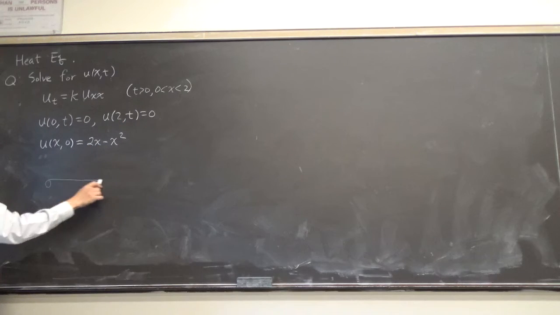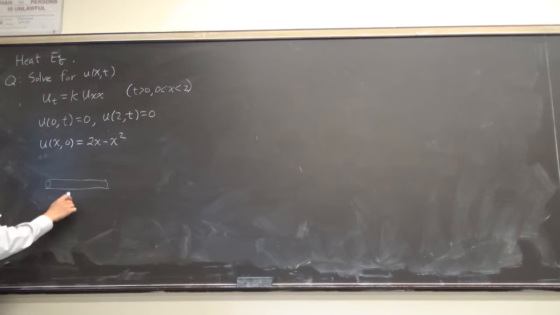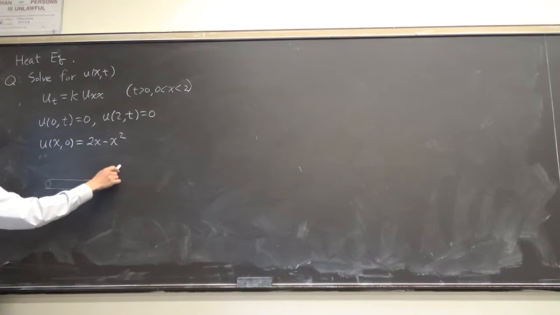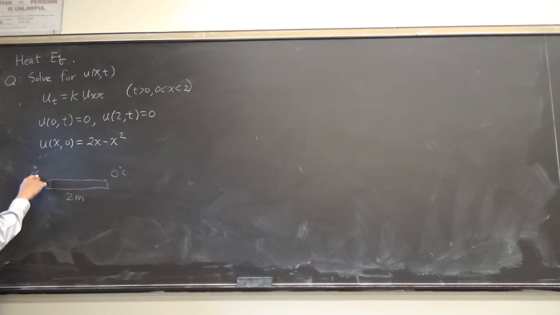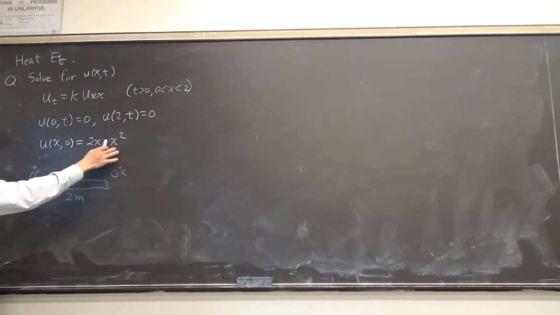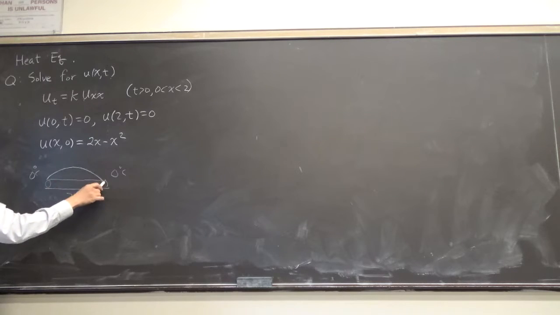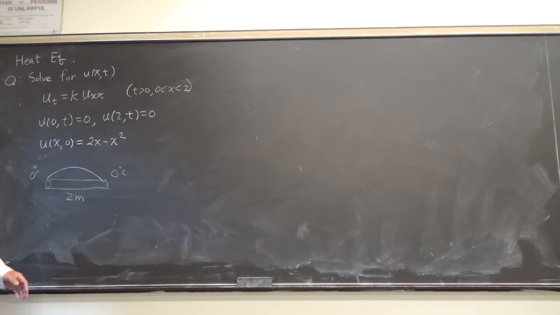So what you have is a one-dimensional rod, let's say 2 meters long, and it's touching ice, so the temperature at both those points would be 0. Okay, and the initial condition is 2x minus x squared, and the graph of that is an upside down parabola that's like that.